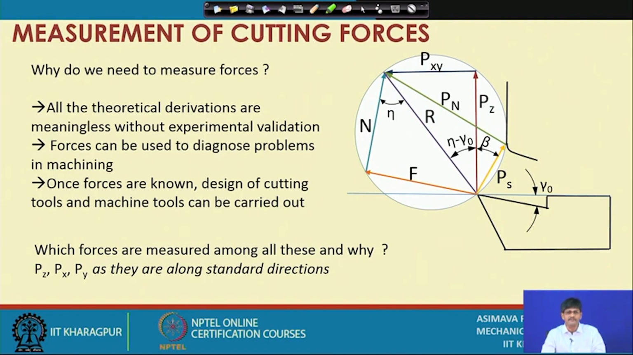Generally, we are interested to measure, or rather we are capable of measuring forces in standard unchanging directions, and that immediately makes it clear that we measure it along Px, Py and Pz. Why do we not measure it along, say, the shear plane? That is because the shear plane does not have the same orientation in every case. So, that is out of question. So, standard directions are chosen for the measurement of cutting forces, like Pz, Px and Py. So, next.